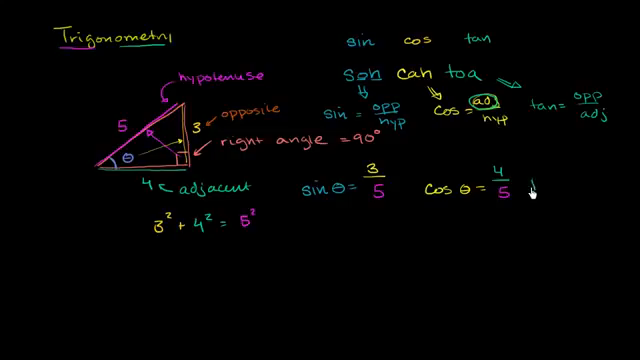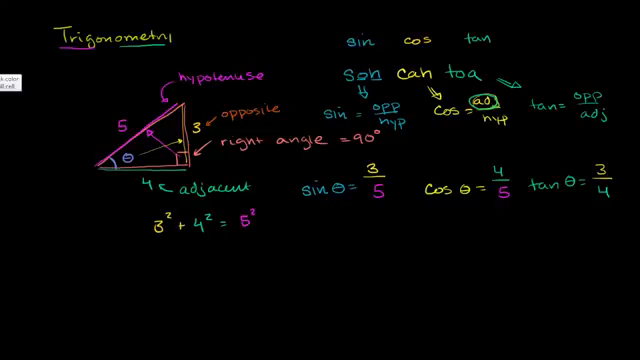Now let's do the tangent. The tangent of theta. Opposite over adjacent. The opposite side is 3. What is the adjacent side? We already figured that out. The adjacent side is 4. So knowing the sides of this right triangle, we were able to figure out the major trig ratios. And we'll see there are other trig ratios, but they can all be derived from these 3 basic trig functions.